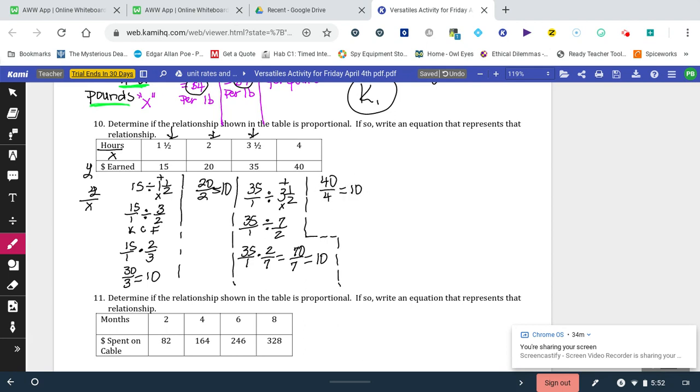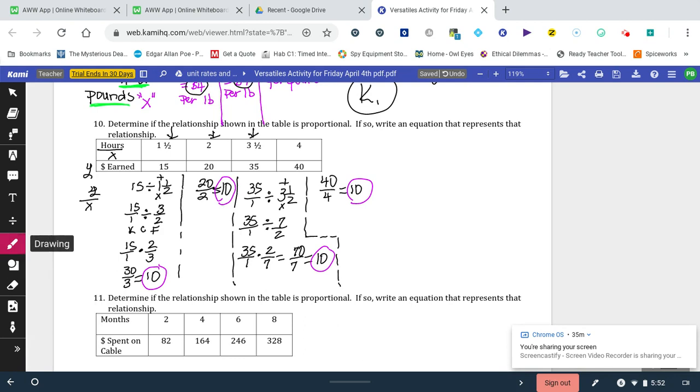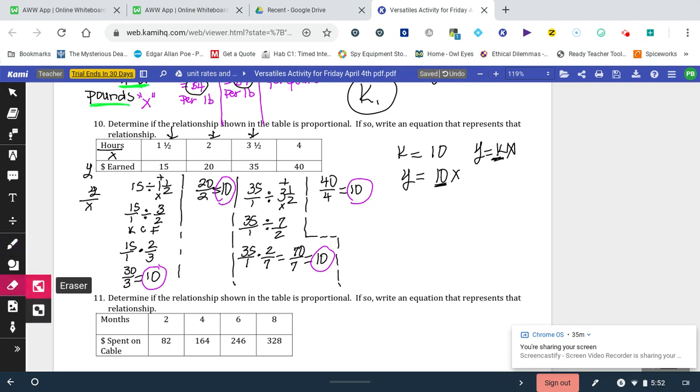So all the way through, you're going to get 10, 10, 10, 10, and 10. So somebody is making $10 an hour. All right, so k is 10. So the equation is y equals 10x because you replace k in this form with 10. Let me write that a little better.